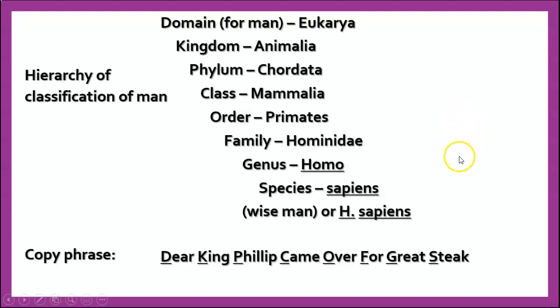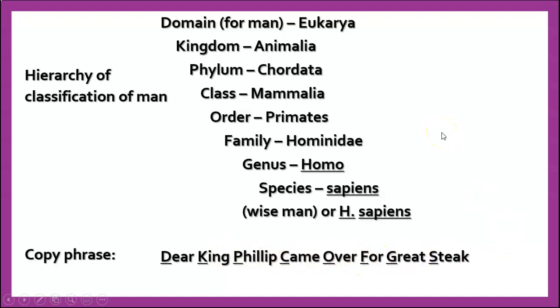We go with that. So one easy way to remember when you have a list of things you need to remember in order is something called a mnemonic device. And so you can use this phrase or make up your own if you want to. This phrase would help you. Dear King Philip came over for great steak. So domain, kingdom, phylum, class, order, family, genus, species.